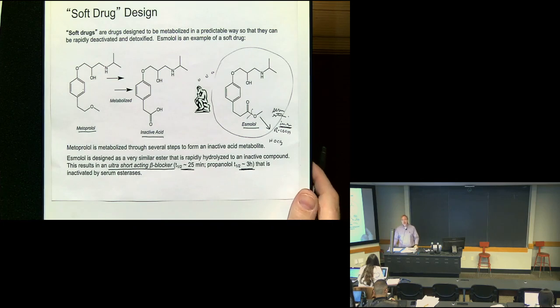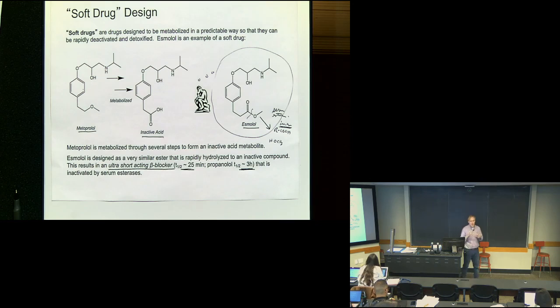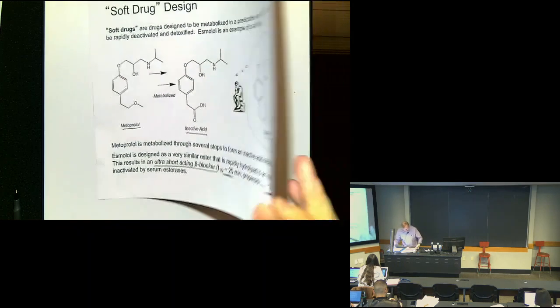Does that make sense? These are actually kind of the opposite of prodrugs. If you think of prodrugs, these are compounds that are not active, but they get metabolized to make the pharmacologically active species. This is like the exact opposite. You give a compound that's active, but it's designed specifically to get metabolized in a specific way into something inactive. Okay, I think that's cool.